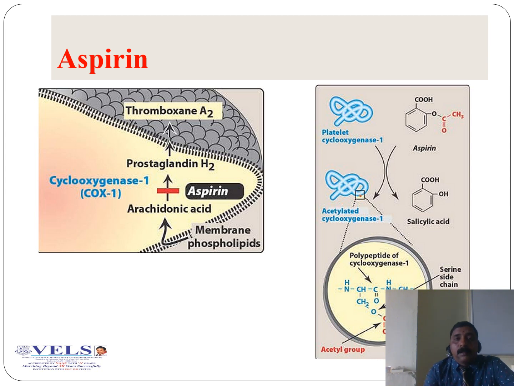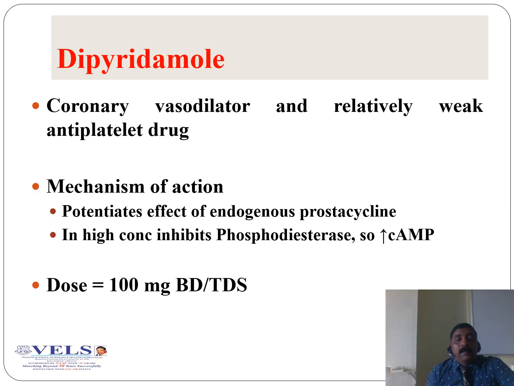Very important example: Dipyridamole. Dipyridamole is a coronary vasodilator and a relatively weak antiplatelet drug. The mechanism of action: it potentiates the effect of endogenous prostacyclin, and in high concentration inhibits phosphodiesterase, so it increases cAMP. Dose is 100 mg BD to TDS.